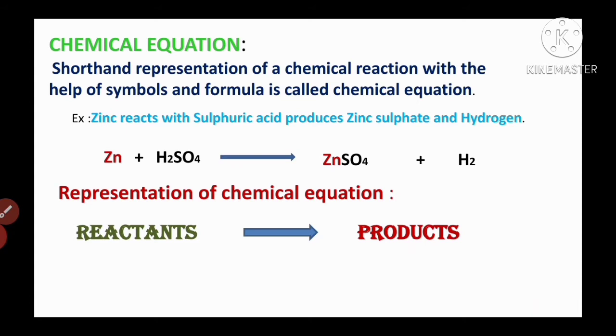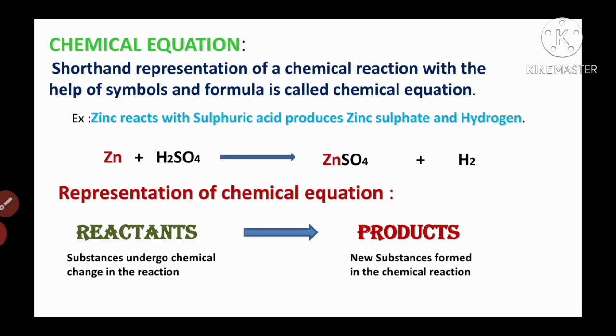Let us start the discussion. Before explaining the representation of a chemical equation, we need to know what the reactants are and what the products are. These are the most important terms. So what are the reactants? Reactants are the substances that undergo chemical change in the reaction. And what are the products? The new substances which are formed during the chemical reaction are called products.